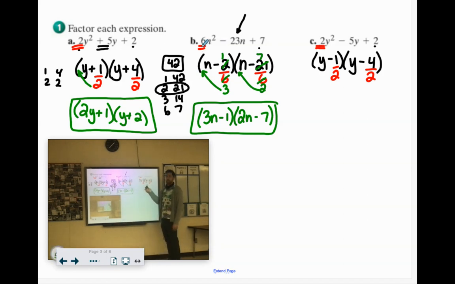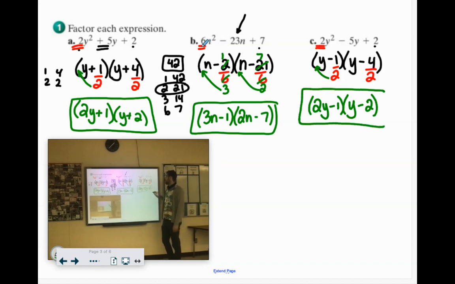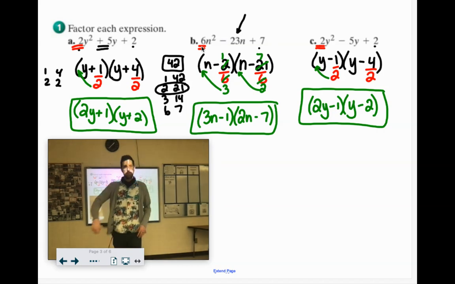This one, can't simplify 1/2, so the 2 gets kicked to the front. 2y minus 1. 4 divided by 2 is 2. Very similar to A, except the signs just changed. We're just messing with the signs.